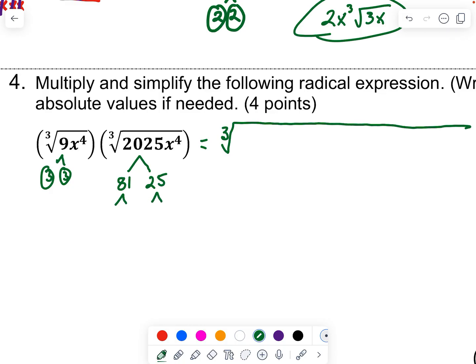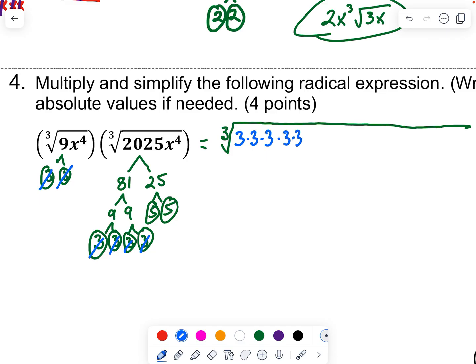And let's keep breaking that down. 9, that's 9, that's 5 times 5. Stop in here because those are prime factors. Each one of those 9s is 3 times 3. And I'll stop at the 3 because that can't be broken down anymore. Those are prime factors. So I am ready to write this all under 1 cube root. I've got 1, 2, 3, 4, 5, 6 of the 3s. 3 times 3 times 3 times 3 times 3 times 3. And then I've got 2 of the 5s, 5 times 5.